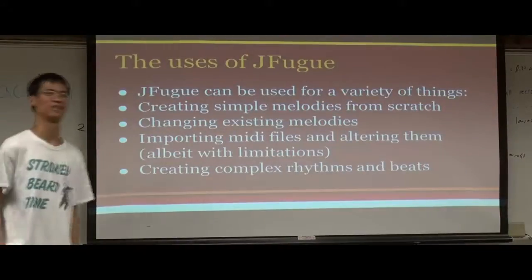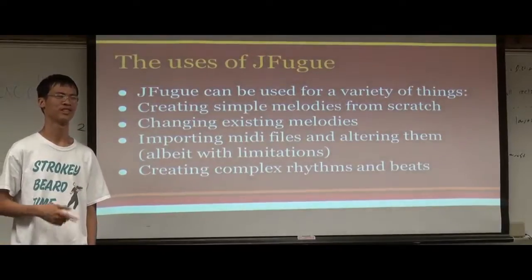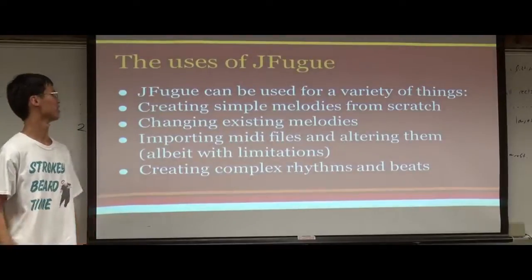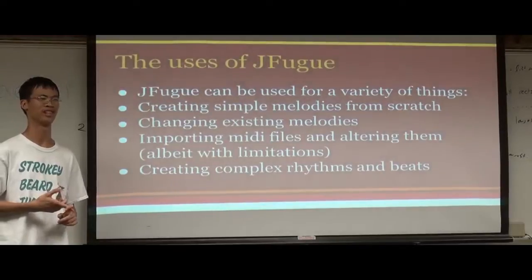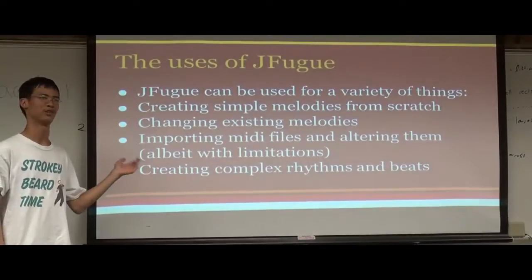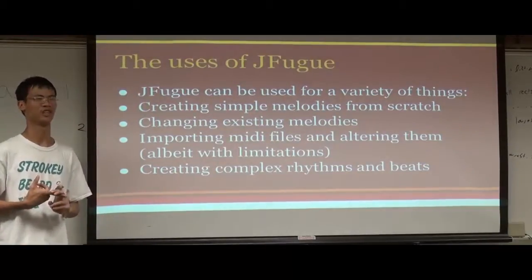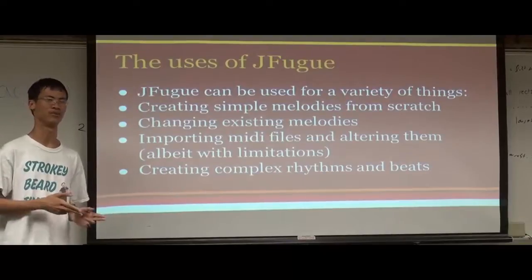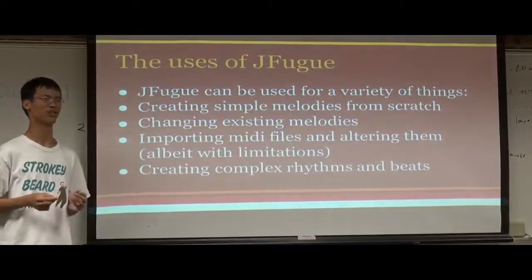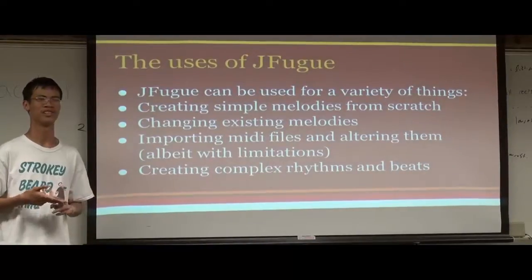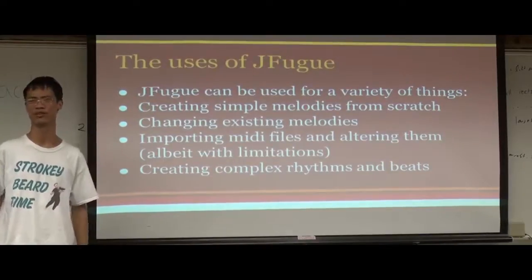Okay, so JFugue has many uses. Because it works with strings, we can use many string processes, and we can alter music that way. So here are a few uses we can do. So you can create simple melodies from scratch by typing in like what Sean did earlier, like C5Q, and a bunch of other things like that. And you can also change existing melodies by taking pre-existing MIDI files, running them through JFugue, turning them to strings, and then working them from there. You can also create rhythms and beats, with an already pre-existing MIDI file, or your own MIDI file from scratch.